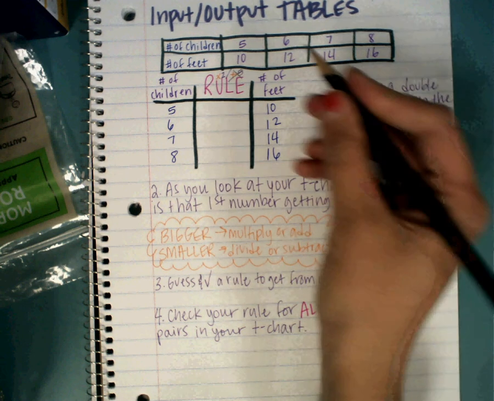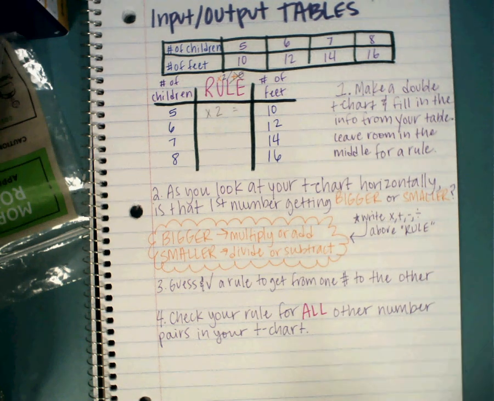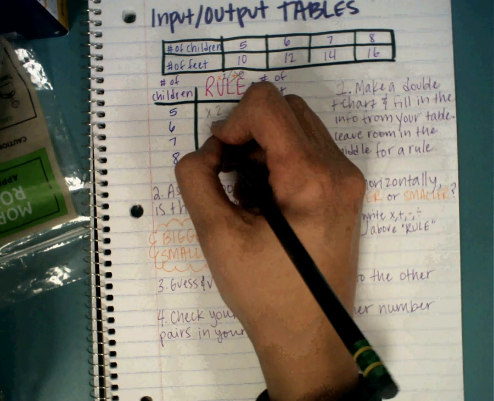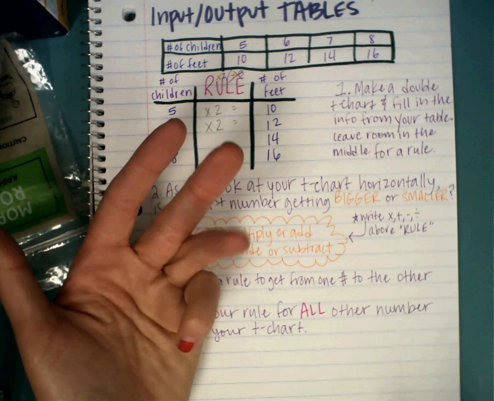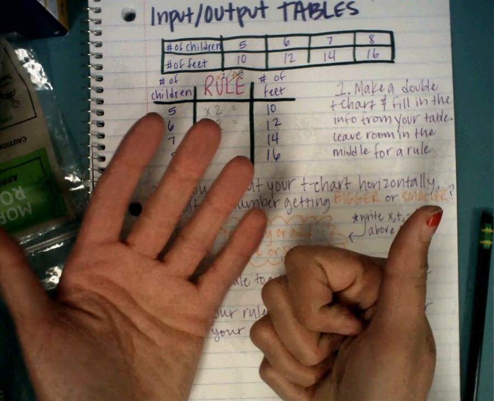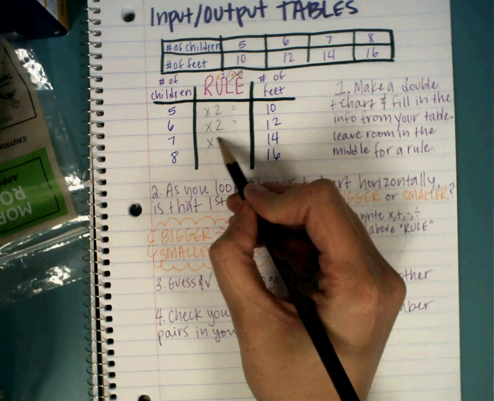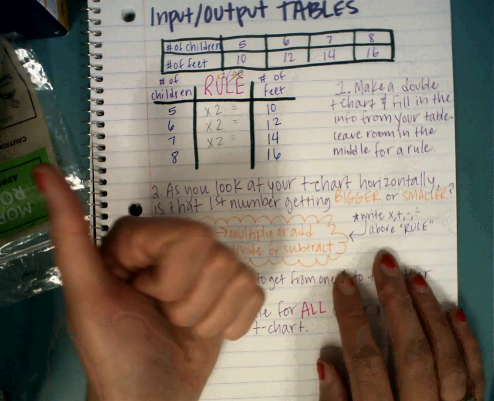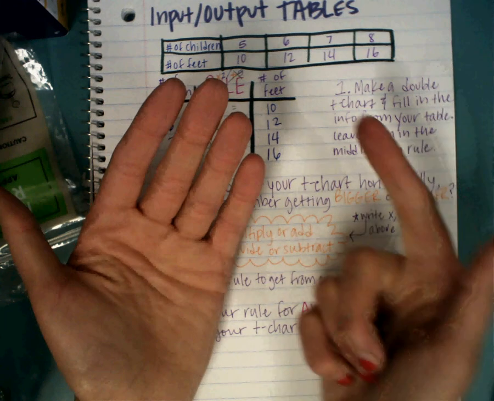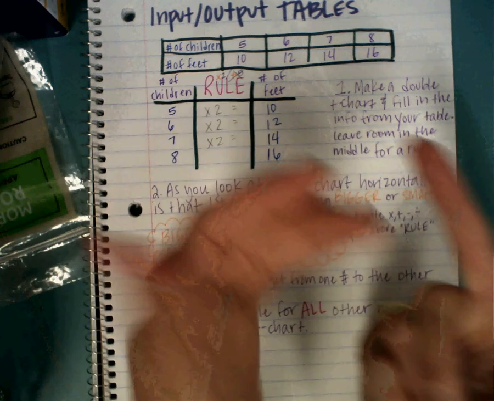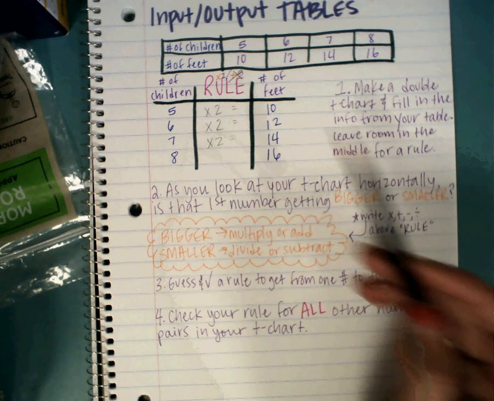So now let's check the times 2. Is 5 times 2 equal 10? Yes, it does. So let's try 6 times 2. Let's count by 2's. 2, 4, 6, 8, 10, 12. Is 6 times 2 12? It is. So that works. Now we got to try 7 times 2. What's 7 times 2? Let's count. 2, 4, 6, 8, 10, 12, 14. Is 7 times 2 14? Yes, it is.